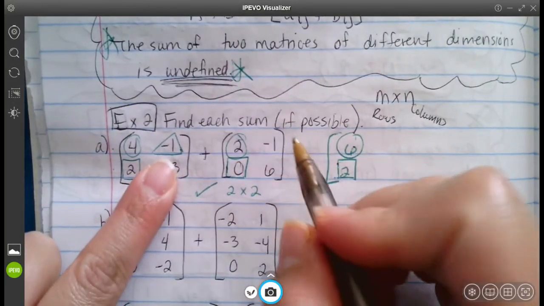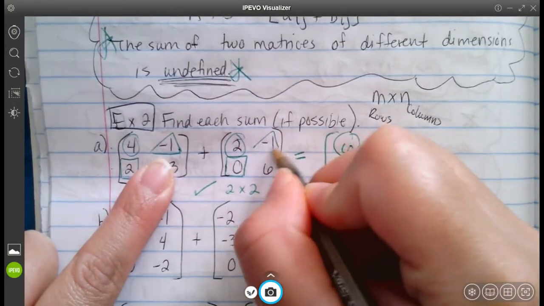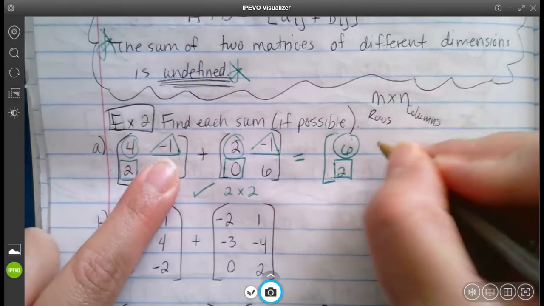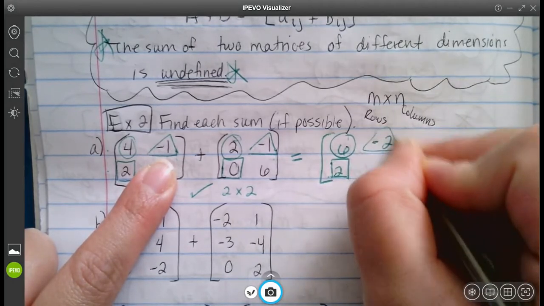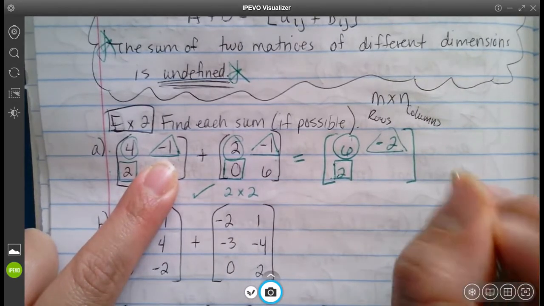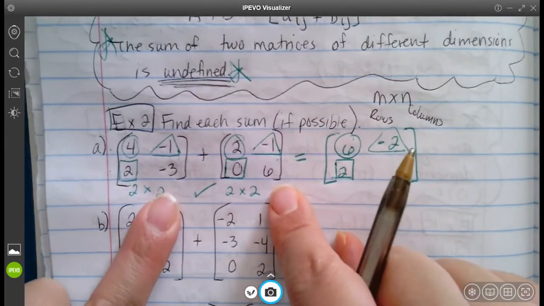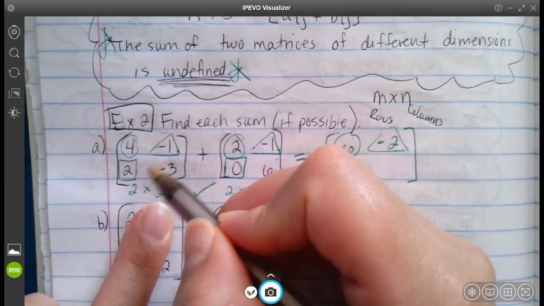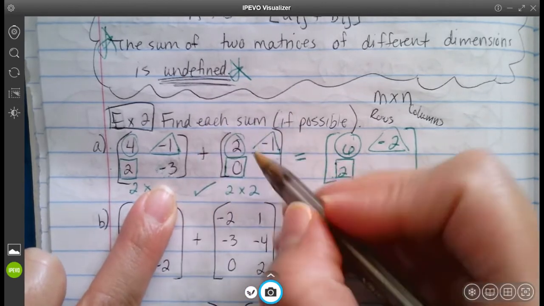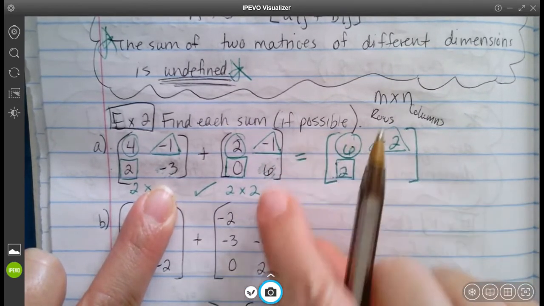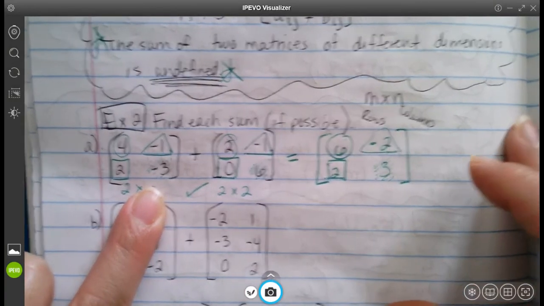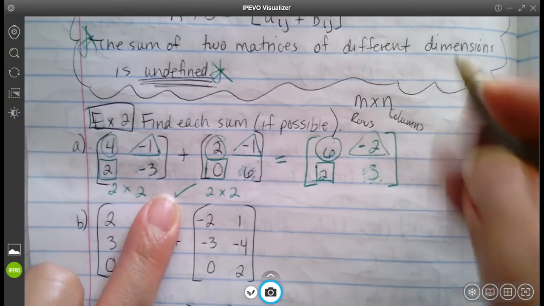Okay, so now we have row 1, column 2. Same thing over here, row 1, column 2. -1 plus -1 is -2. And you don't have to put these shapes, okay? I'm just doing it for this first example to make the point. And then we have the last position here. I'm just going to do a shading here. So this position, which is row 2, column 2, -3 plus 6 is +3. Okay, so this would be our resulting answer. This would be the sum.